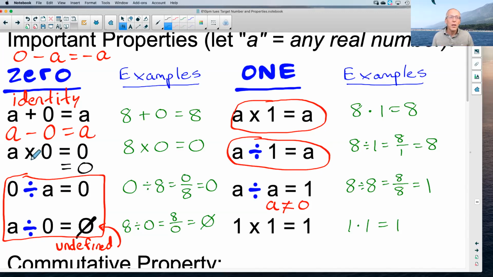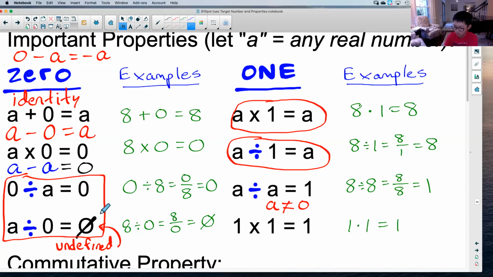8 to the 0th power. No, that's 1. That's actually 1. We'll talk about that in a second. But that's a weird one. Now watch this, guys. How about a minus a? Oh, wow. That's a really, really important one.